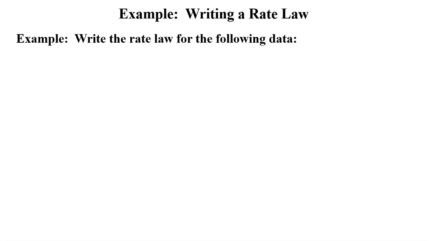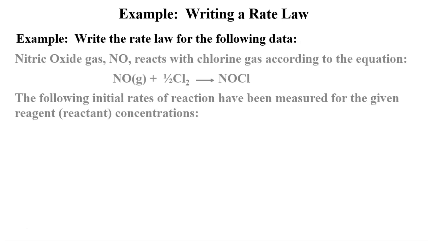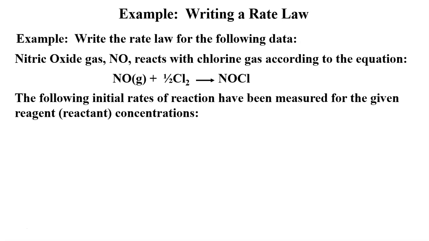Now we're going to have an example. Write the rate law for the following data. So we're going to take nitric oxide gas, and it's going to react with chlorine gas according to the equation NO + 1/2 Cl2 gives you NOCl.